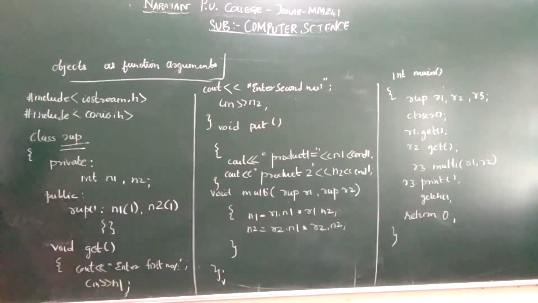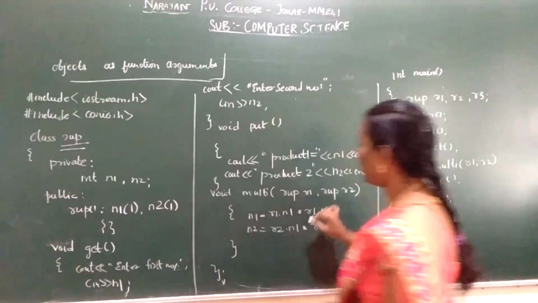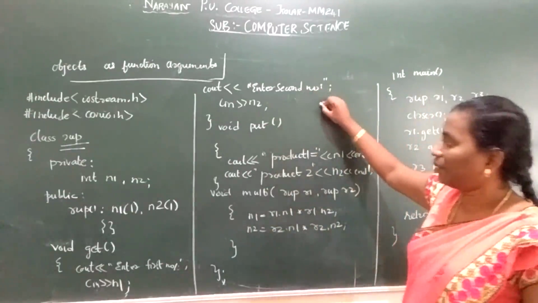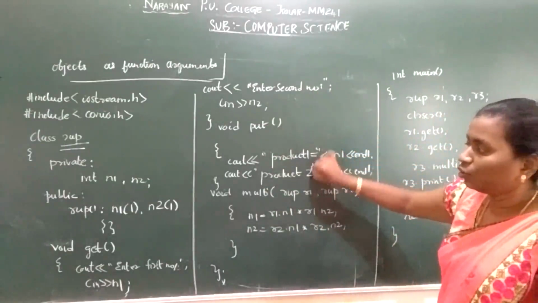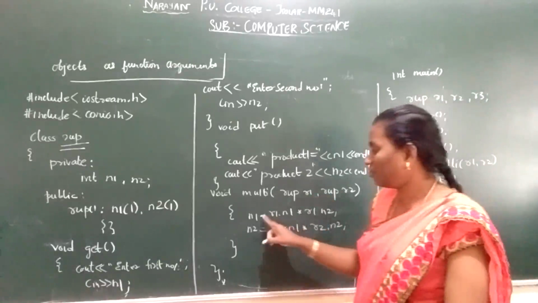I have a constructor. After the constructor, I have given the member functions: get, put, then multi. In the get, I will get the first number and the second number as input. In put, I am going to display the two product details. In multiply only, I am going to multiply N1 and N2.